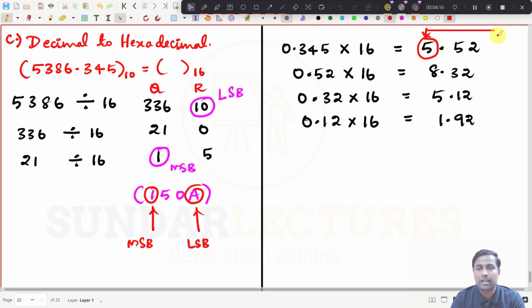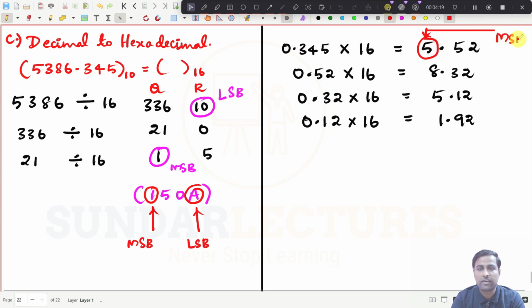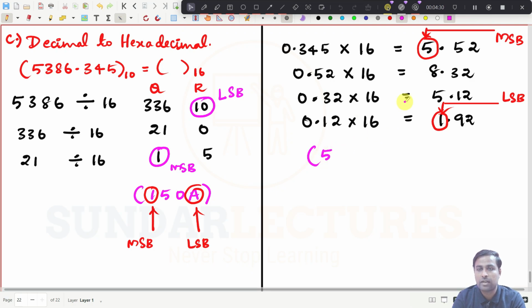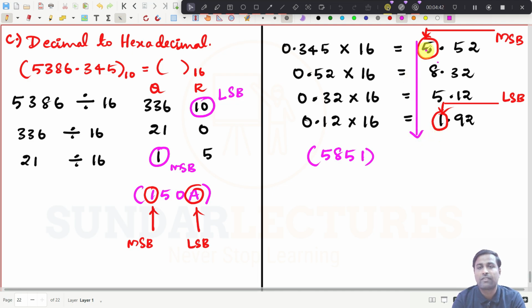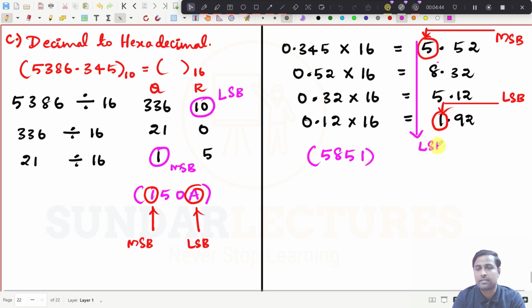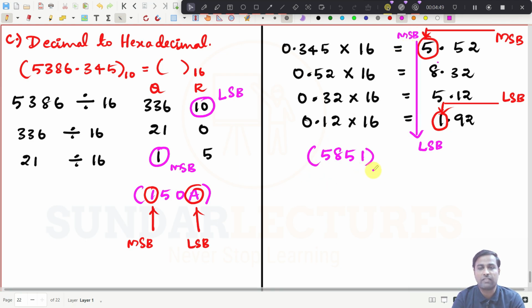So this part will be the most significant bit, and this part you have to take as the least significant bit. So the value will be what now? So 5, this one, and then this value 8, this is 5, and this is 1. You have to take it in this way, from most significant bit to least significant bit, right?